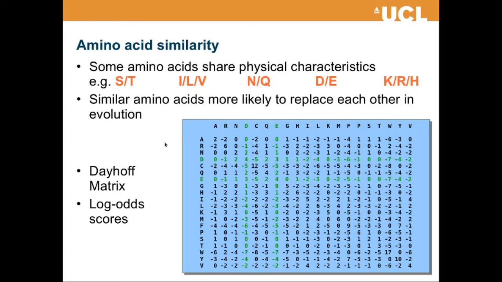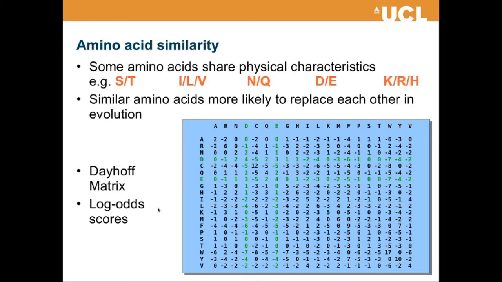Now, if we take the example that I gave before of serine versus threonine, if we find serine along here and threonine here, it's a positive score. It's only one, but most of the positive scores that are not on the diagonal tend to be fairly small. Now, serine and threonine, as I said, are very similar to each other. They share very similar characteristics.